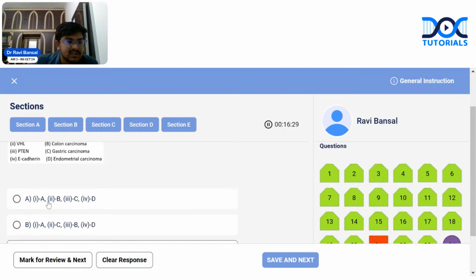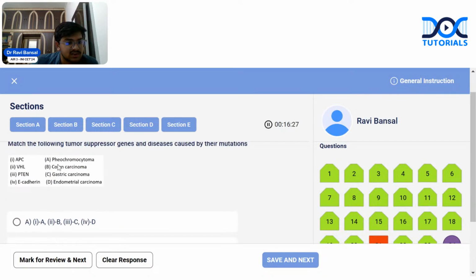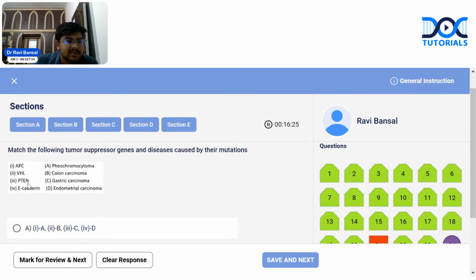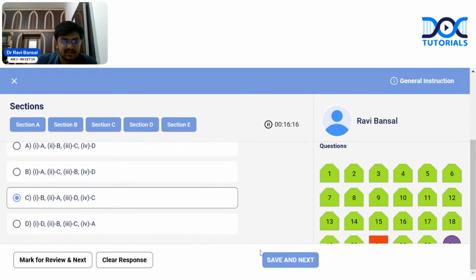So one is B, two is A. VHL is pheochromocytoma obviously. PTEN, you get breast, uterine, and thyroid, so endometrial is okay. 4C, E-cadherin for gastric cancer. So this is correct.